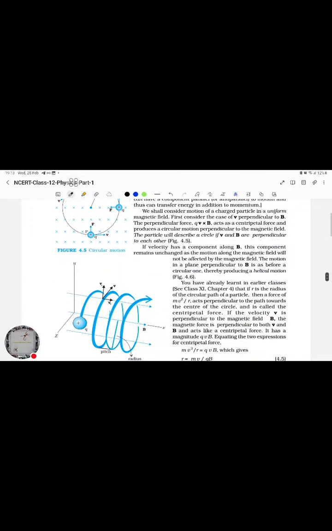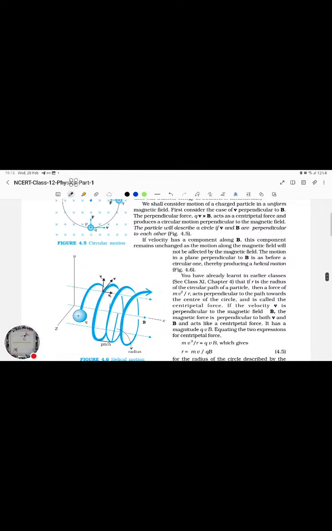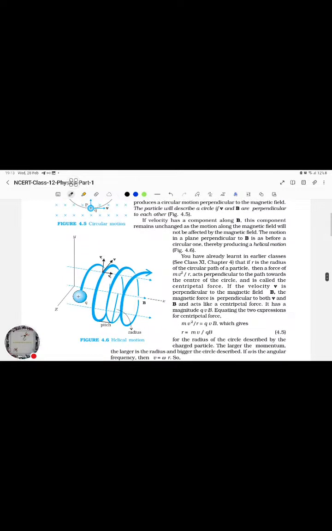First consider the case of v perpendicular to B. The perpendicular force q v cross B acts as a centripetal force and produces a circular motion perpendicular to the magnetic field. The particle will describe a circle if v and B are perpendicular to each other. If the velocity has a component along B, this component remains unchanged as the motion along the magnetic field will not be affected. The motion in a plane perpendicular to the magnetic field is, as before, a circular one, thereby producing a helical motion.